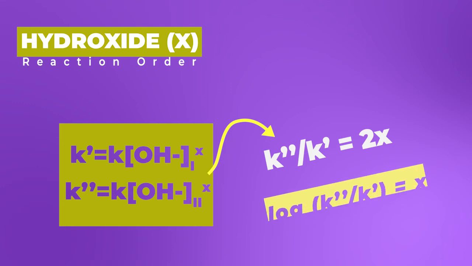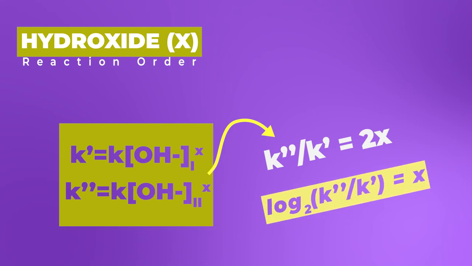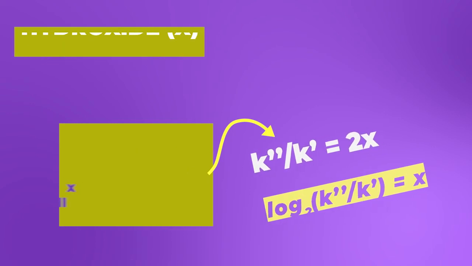Now, algebraically, we'll just do log base 2 of that ratio, K double prime over K prime, is equal to x. So by this point, we've already solved for the reactant order for crystal violet as well as the reactant order for sodium hydroxide. Now, we can do some approximations to get the actual K, as well as solve for the molar absorptivity coefficient, which you'll see in the last section of your lab report.